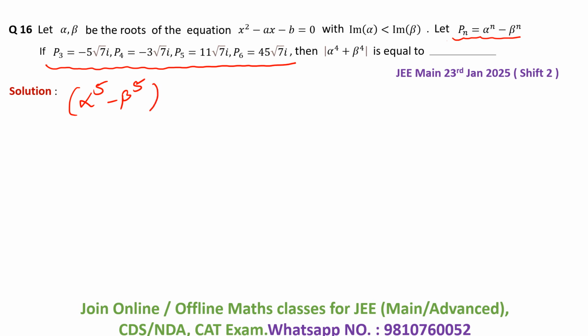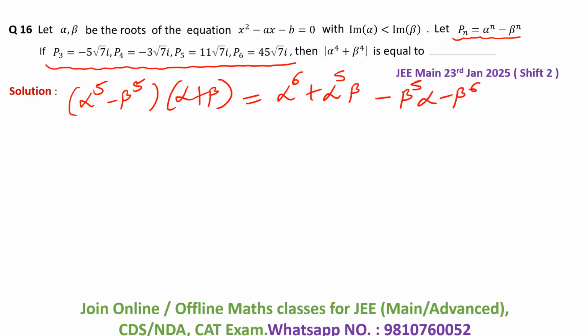Now multiply this term with alpha plus beta and see what happens. When you multiply these two terms, you will be getting alpha power 6 plus alpha power 5 into beta minus beta power 5 into alpha minus beta power 6. So that means P5 into, what is alpha plus beta? It is just a, equal to alpha power 6 minus beta power 6 can be written as P6.